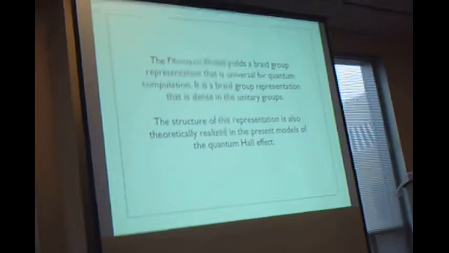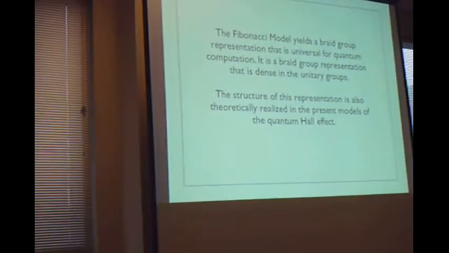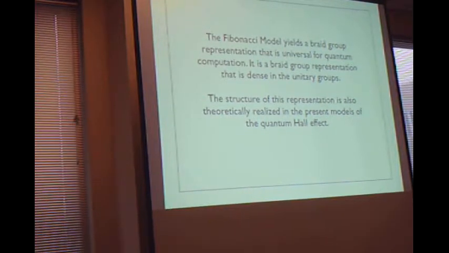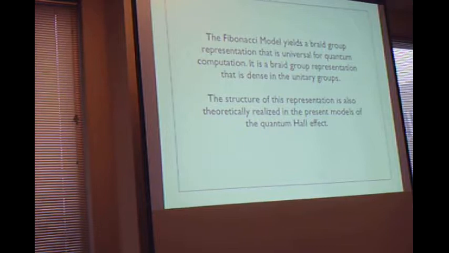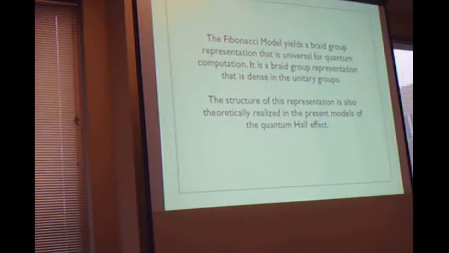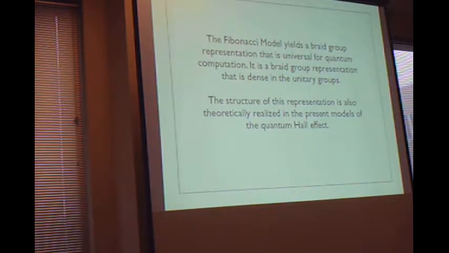So as I say, this Fibonacci model, the one I just indicated to you, yields a braid group representation that is universal for quantum computation. That is, the braid group representation, the phase relations that are coming out of that, are strong enough so that you can build any unitary transformation you want, finite dimensional, up to approximation. So it's as though underlying all of quantum mechanics in some sense up to density is topology, braiding, that you can at least say that mathematically.